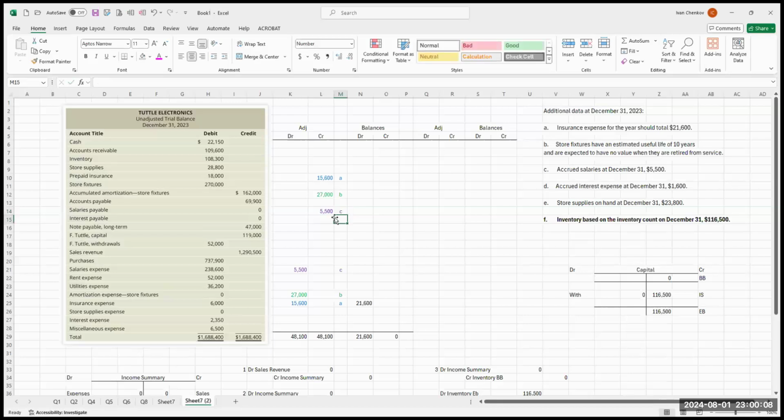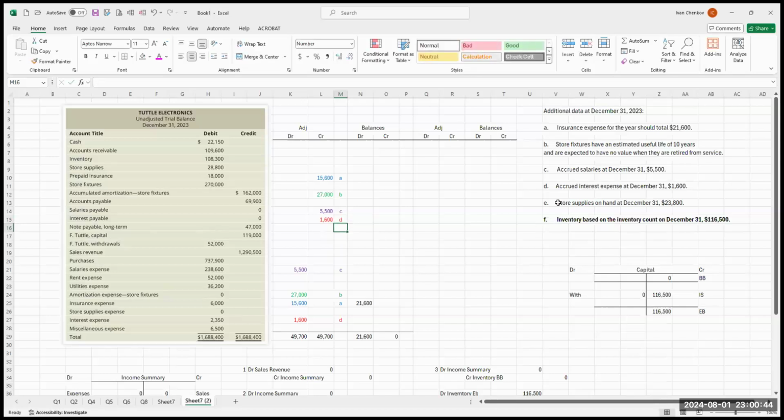entries, you're not touching cash. Cash is forbidden for you. No cash. Everything else except cash. Letter D, accrue interest expense. Now we're accruing the interest expense. Let's put that interest expense. We're going to add interest expense 1,600, and that will be letter D. And we're going to increase our interest payable to $1,600. That will be letter D.